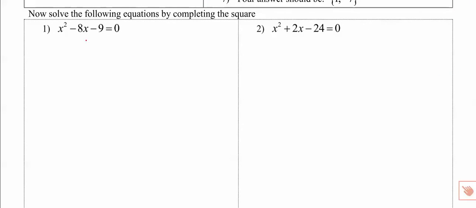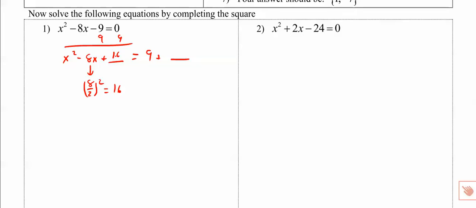Real quickly, we'll do this one. We add 9 to both sides, and we get x squared minus 8x plus something equals 9 plus something. Half of 8 is 4. 8 divided by 2 is 4. Squared is 16. We have 16 and 16.